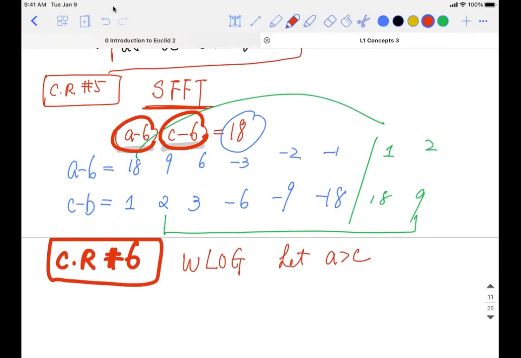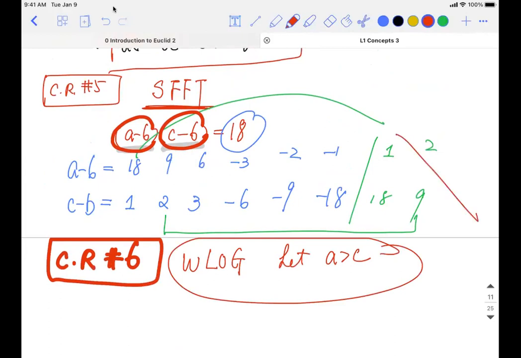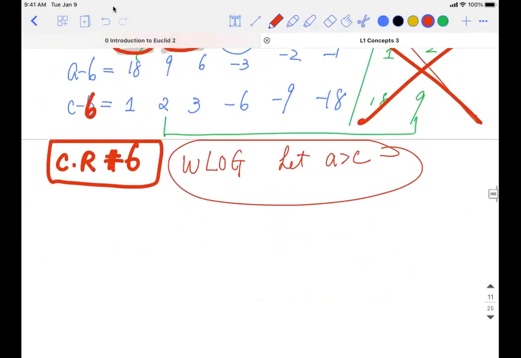There's no need to list out all the scenarios. As long as you can say, without loss of generality, that A is greater than C, you are good to go. There's no need to cover all of them, right? So this part you can actually ignore. No need to make a swap. You just take A minus 6 is greater than C minus 6, and you're good to go. So try to solve this.